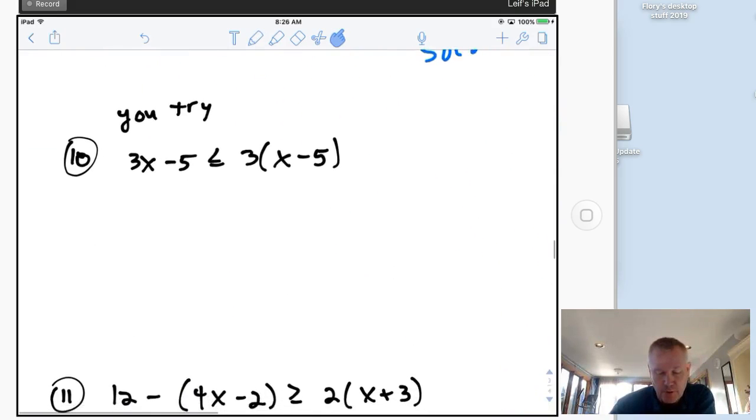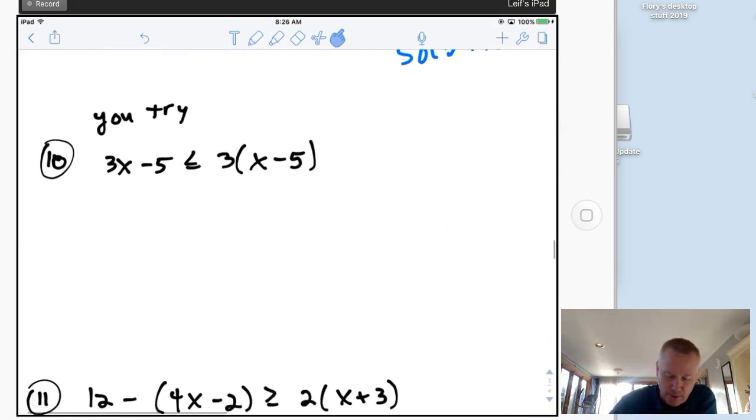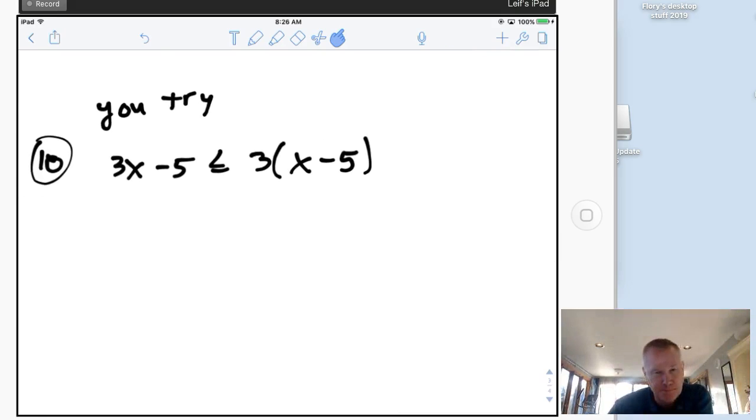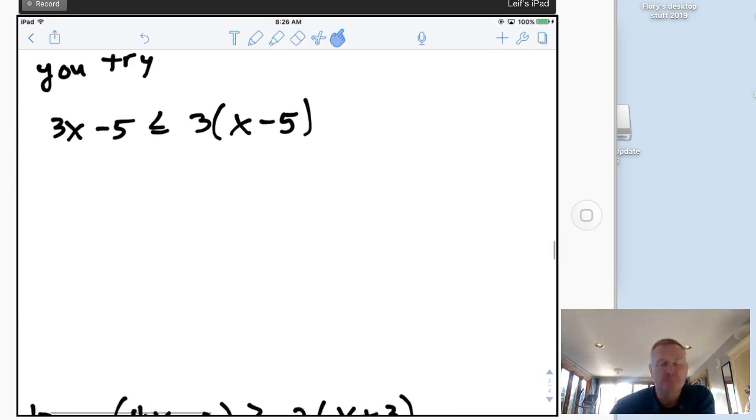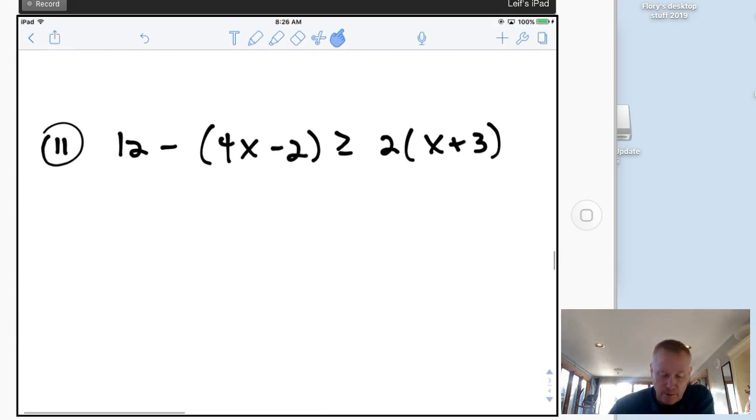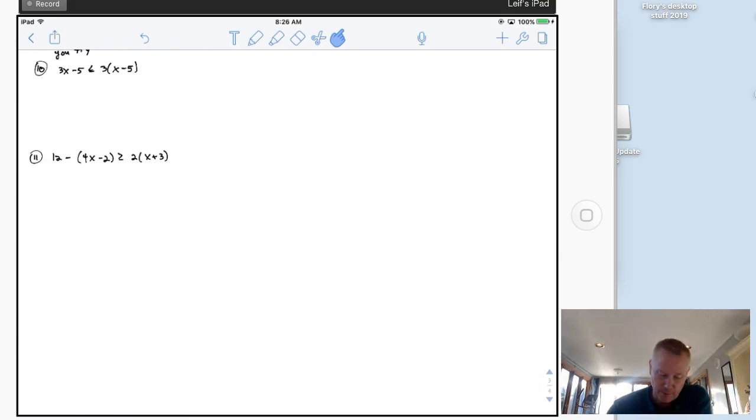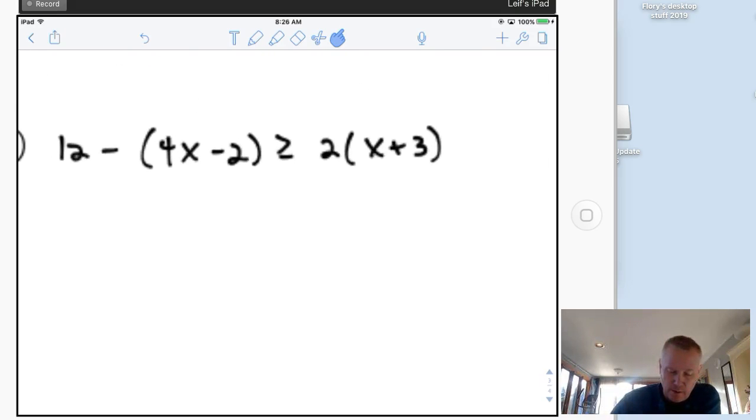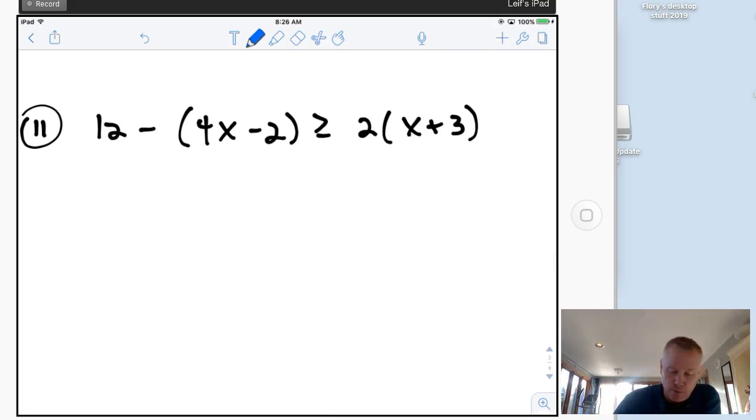Number 10, here's a you try. Why don't you try that one? See what you get. Okay. All right, this one. I saved this one. I think this is my last one. Yes, it is. All right, so this one's got a trick to it.